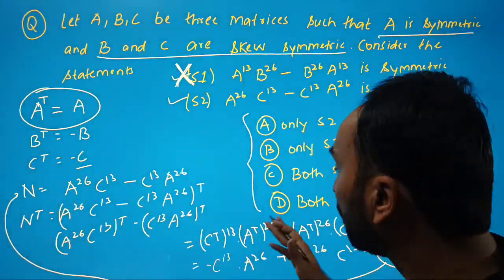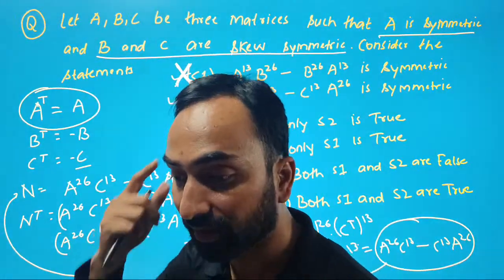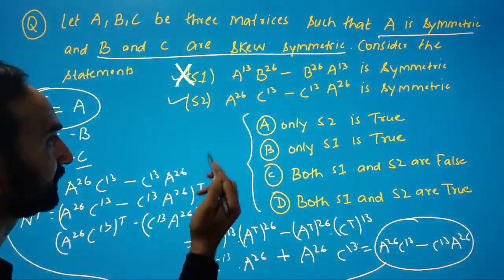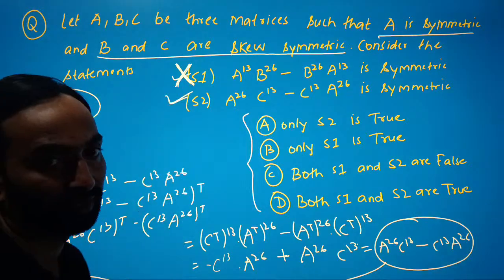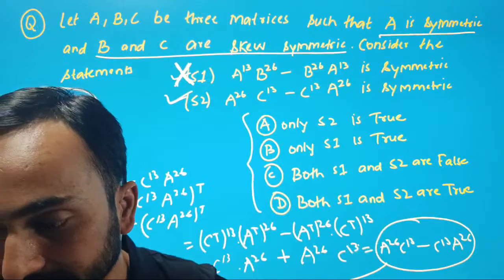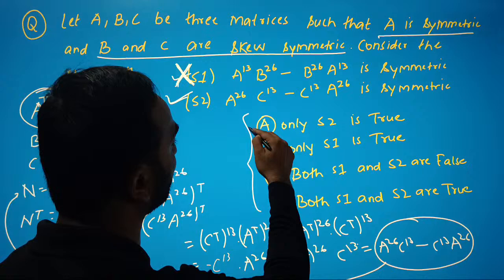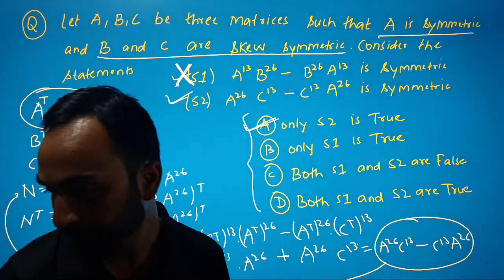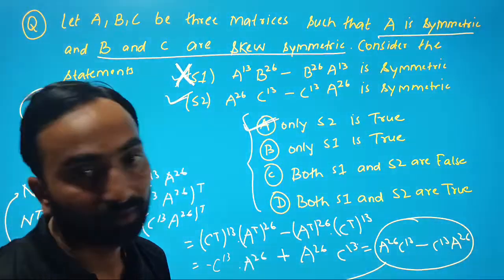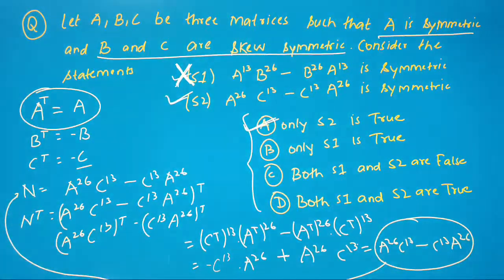So the transpose of N gives the result as N only, right? And we know that if the transpose of some matrix gives the same matrix, we call it a symmetric matrix. So statement 2 is correct. From the options, I can see that only statement 2 is correct. So option A is correct. The rest are wrong, right? For those who want to take the screenshot, they can take the screenshot.